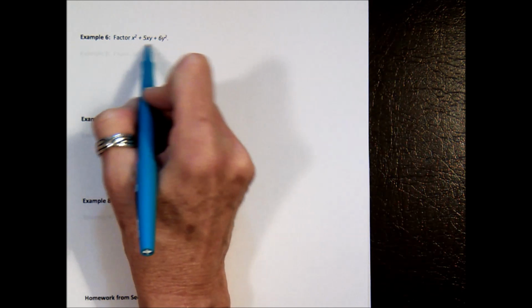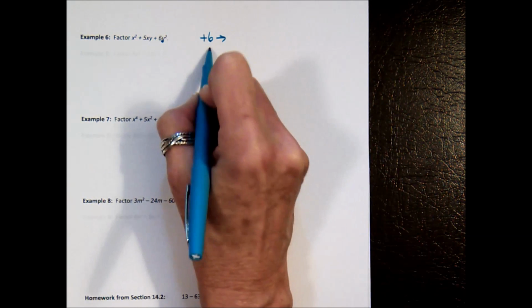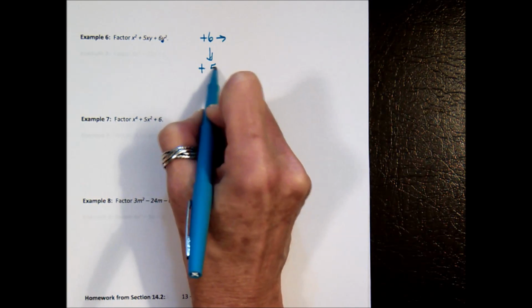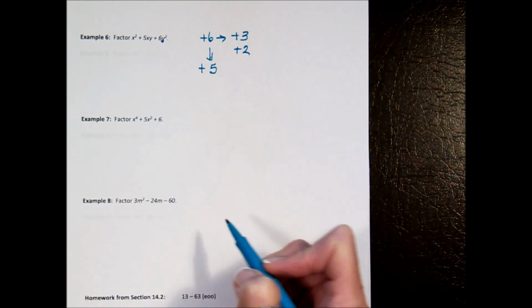Here, this one looks different because we have something extra on the end. We have an extra variable. Doesn't matter, still works the same way. We're looking for factors of positive 6 that combine to make positive 5. Well, I'm pretty sure that's positive 3 and positive 2.